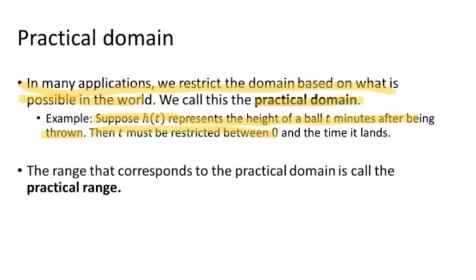But once the ball lands, it's no longer falling, it's no longer moving. So it wouldn't make sense to make t larger than the amount of time it takes for the ball to hit the ground. So that'll give us a restriction on t. t would have to be between 0, the time we throw it, and the time when the ball hits the ground. Once the practical domain is determined, the range that corresponds to the practical domain is called the practical range.